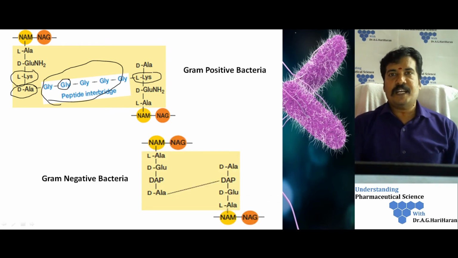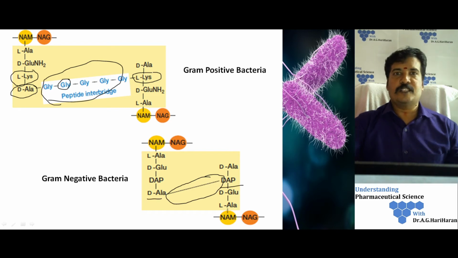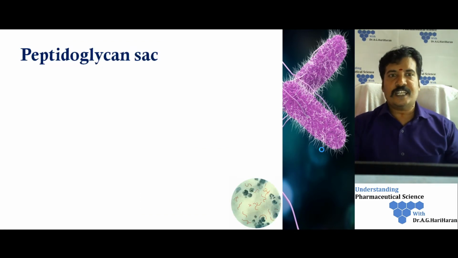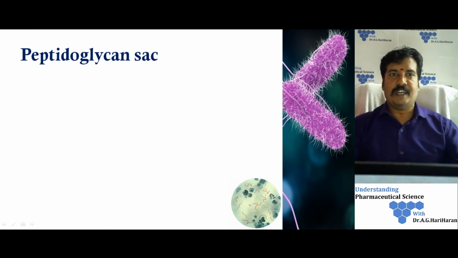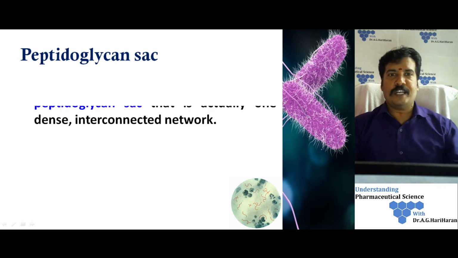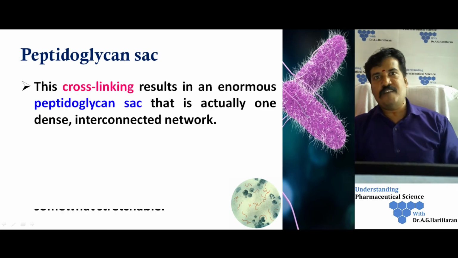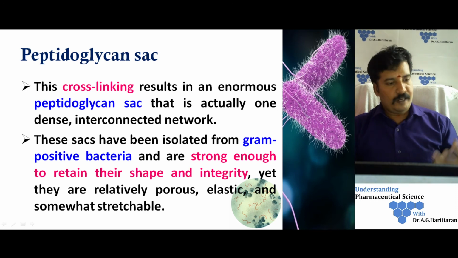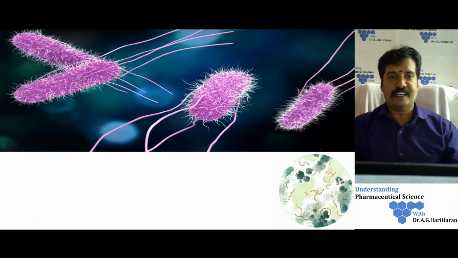Whereas the gram-negative bacteria doesn't have any peptide interbridge. It simply forms a bond between the D-alanine and diaminopimelic acid. That's all. So this is the striking difference in the peptide interbridge between gram-positive and gram-negative bacteria. That's why the peptidoglycan looks like a sac. So it can be easily isolated away from the bacteria, and after isolation it maintains the integrity of its shape. It is relatively porous and elastic in nature.